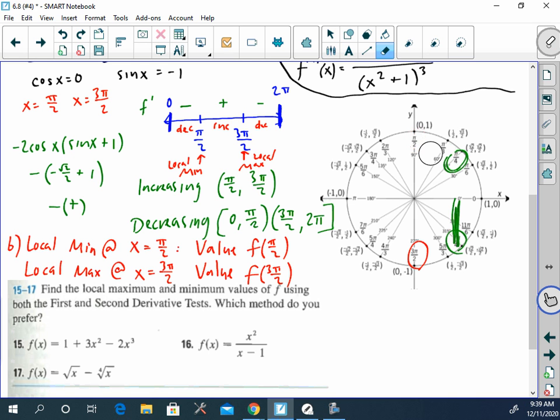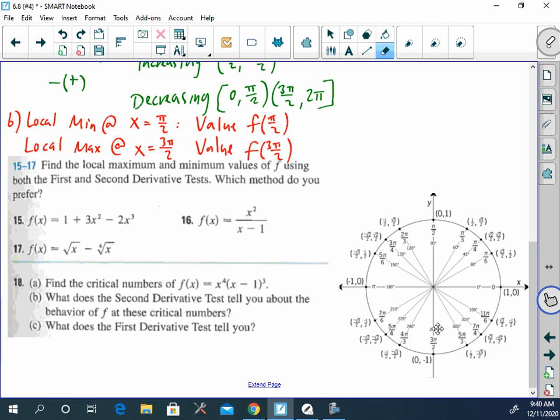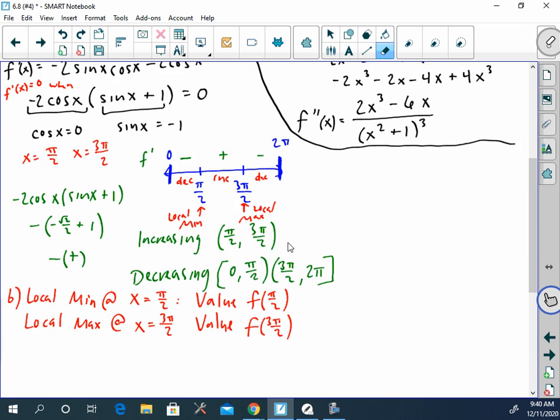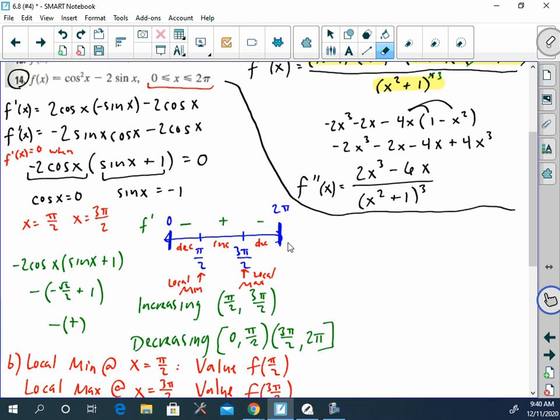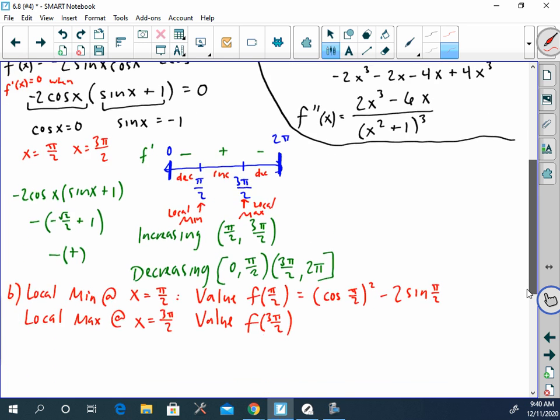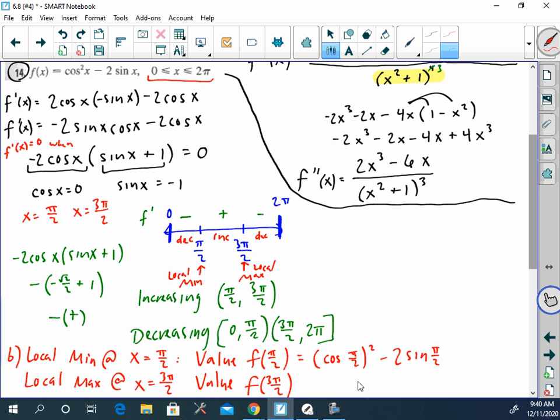All right, let me find the function. I'm going to move this unit circle out of the way so we got room. I don't know if we'll need it again, but we might. There we go. Okay, so our function was cosine squared. So what we're doing here is we're doing the cosine of pi over 2, and then we're going to square it. Minus 2 sine of x would be minus 2 sine of pi over 2. Everybody following? Same idea with 3 pi over 2. We're going to do cosine of 3 pi over 2 and then square that answer. Minus 2 sine of 3 pi over 2.